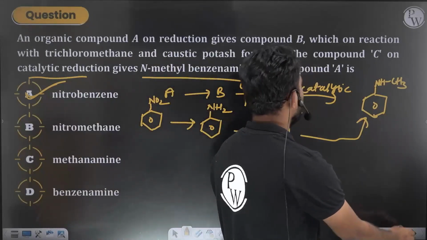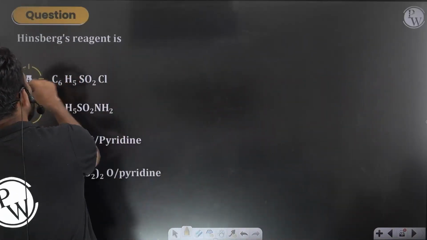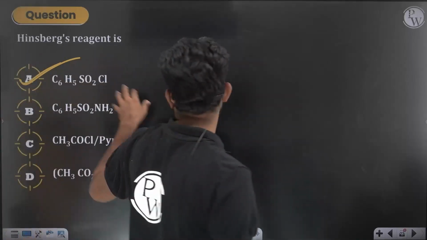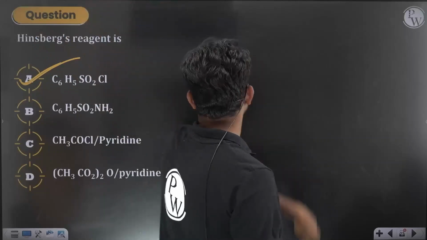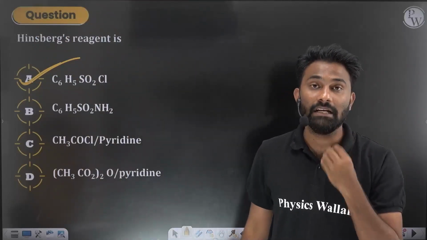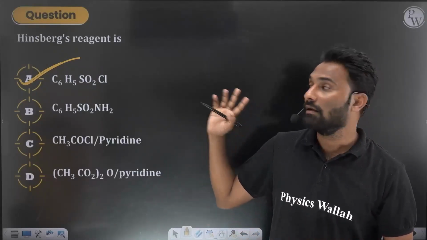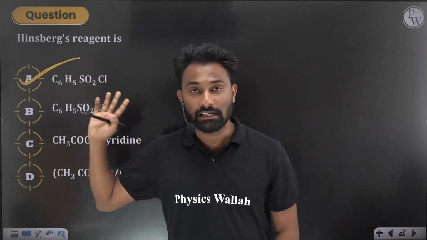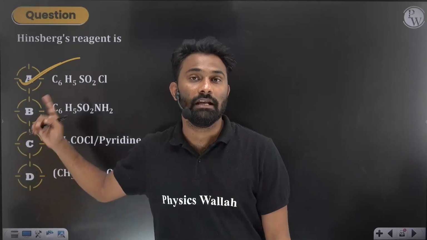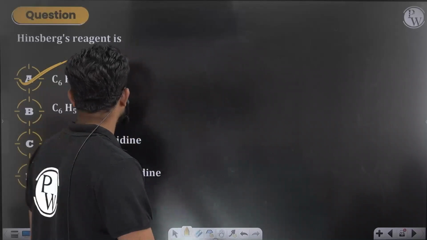Next. Hinsberg reagent, this is a direct question. Benzene sulfonyl chloride is the Hinsberg reagent, used to identify primary, secondary and tertiary amines. Because the Hinsberg reagent will not react with the tertiary amine, it will react with only the primary amine as well as the secondary amine.